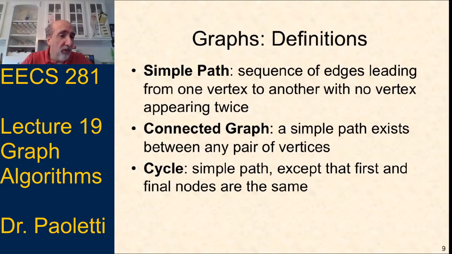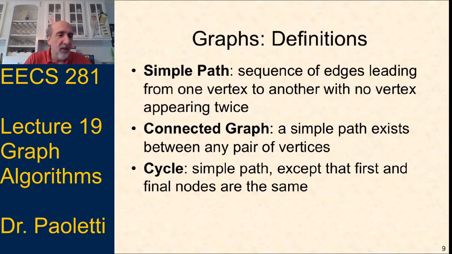Now we might also have cycles in our graph. There might be a simple path except the first and final nodes are the same. So I could go from A to B to C and back to A. That would be a cycle. And our graph could contain cycles. It doesn't mean that we must have only one simple path between any pair of vertices. We could have multiple paths. It's just that there must be at least one path between any pair of vertices for it to be a connected graph.